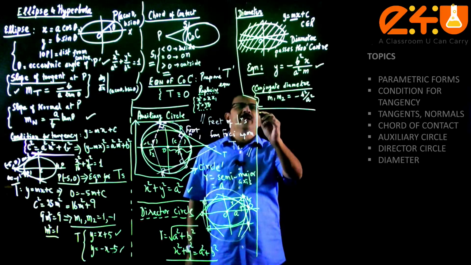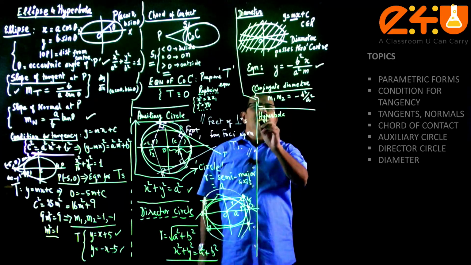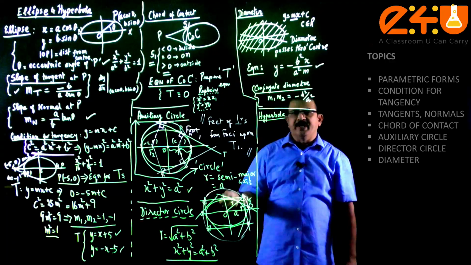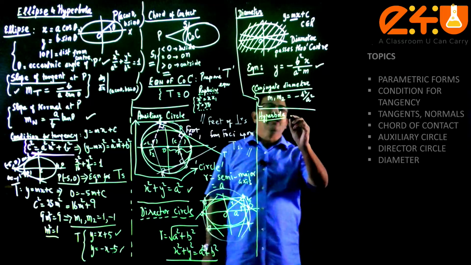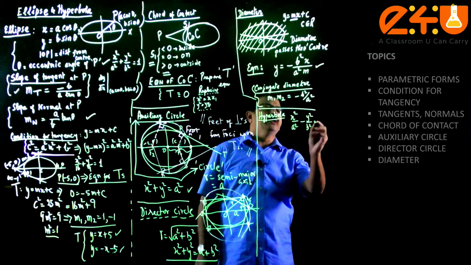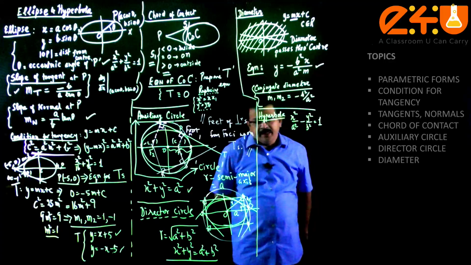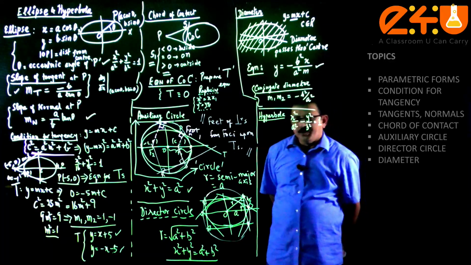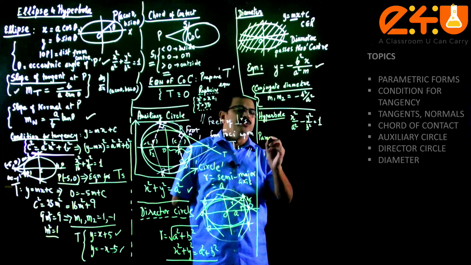As we were able to highlight all these tips for the ellipse, we can similarly highlight all these tips for the hyperbola, by making suitable alterations or additions. Let us discuss the hyperbola. The basic equation we all know: x square by a square minus y square by b square equal to 1. a is the semi-transverse axis, b is the semi-conjugate axis. The parametric form, we will go through it quickly.